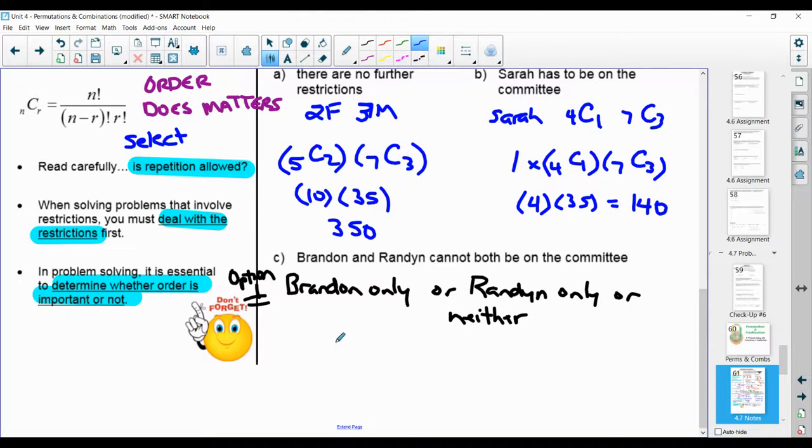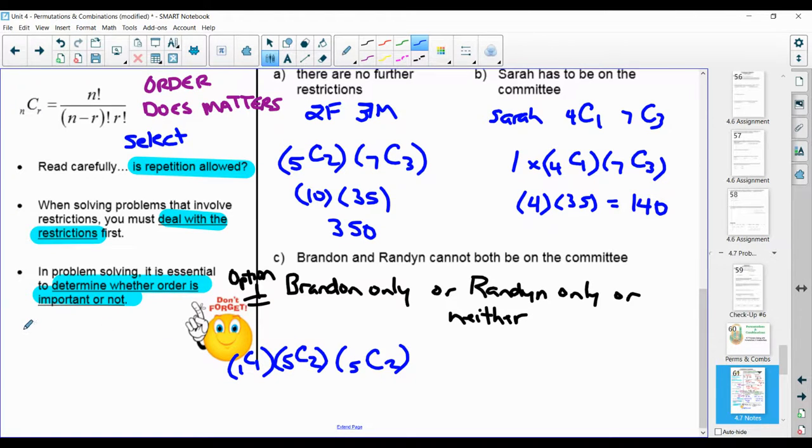So Brandon only on the committee. Well, if only Brandon can be on the committee, then we still have the 5 females and we're choosing 2. That's not going to change at all throughout this question. Brandon gets pulled out. So there's only one way for Brandon to be on the committee. And so if Brandon's been pulled out and Randon cannot be on the committee, that only leaves us with 5 males to choose from. And since Brandon's already on the committee, we could write 1 choose 1 if that helps. Since Randon can't be on the committee and Brandon's already there, we have 5 choose 2. So notice we have 1 plus 5 plus 5.